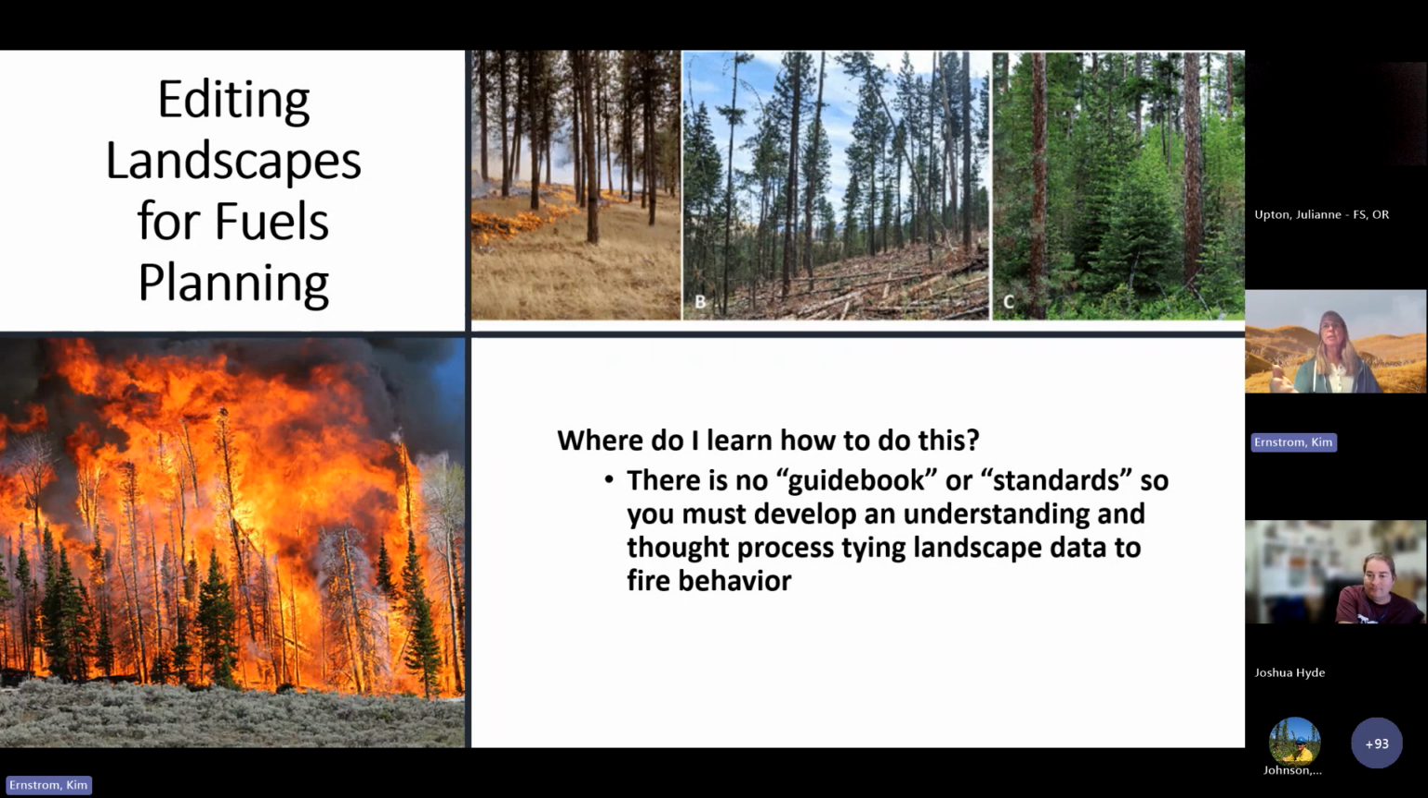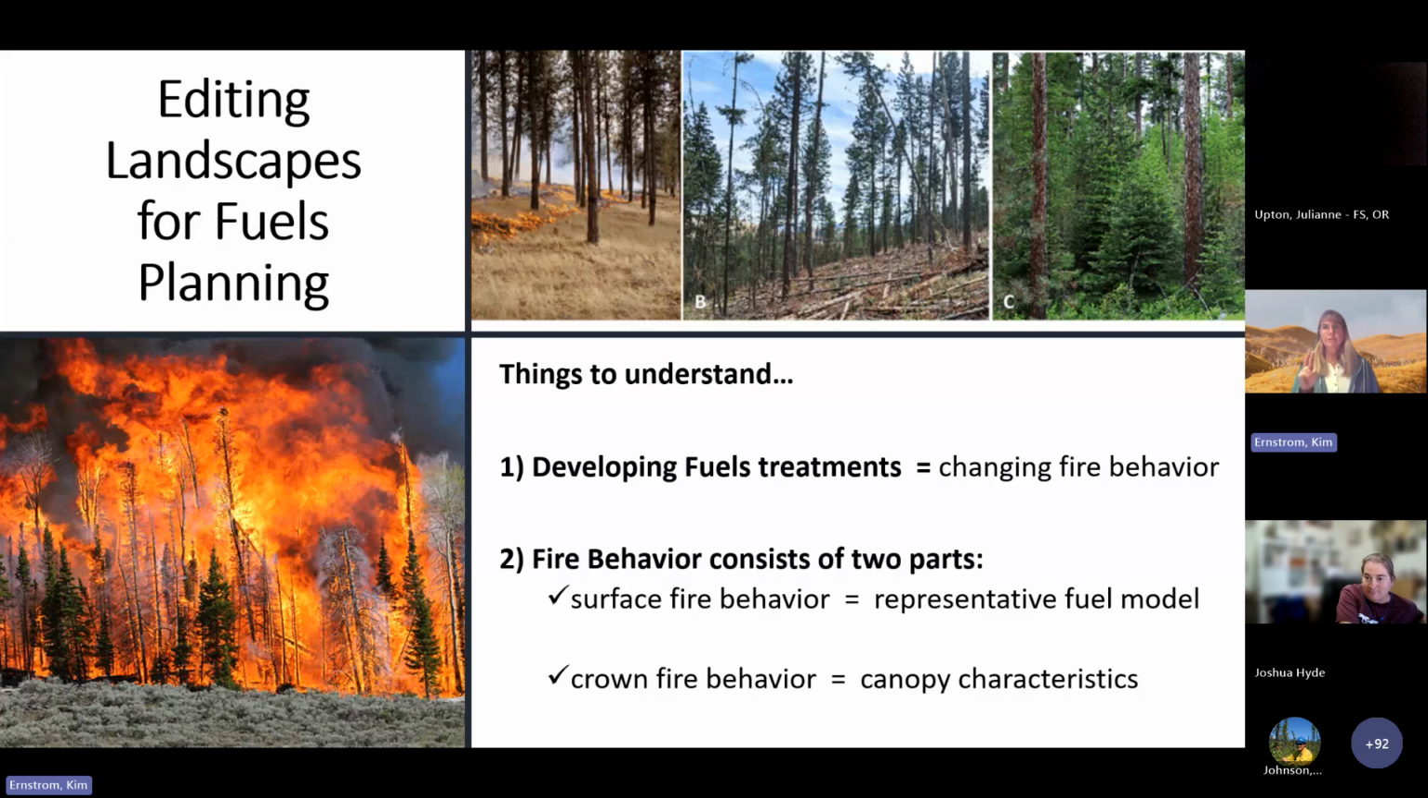So like in these pictures, right, we've got the picture on the far upper right, obviously that's going to produce a certain type of fire behavior. And I want to change that fire behavior. So that's really what I'm doing with my fuels treatment, and that's what I'm going to do when I write my rule in IFTDSS. So there's two things, right? Developing fuels treatments really equals changing fire behavior. And it consists of two parts: the fuel model, which is the surface fire behavior, and the canopy characteristics, which is the crown fire behavior.